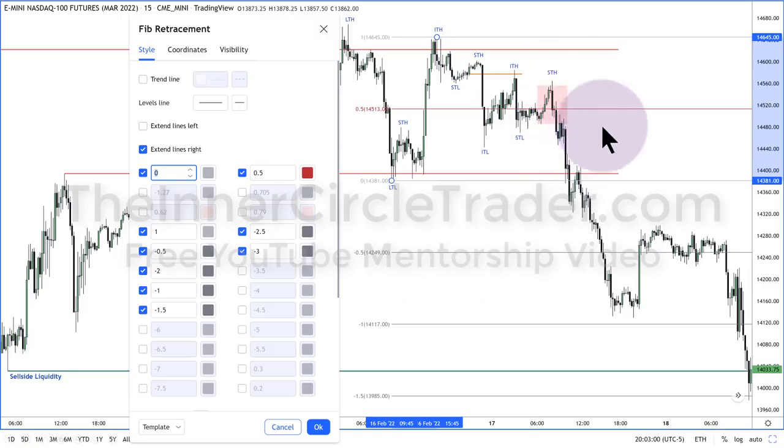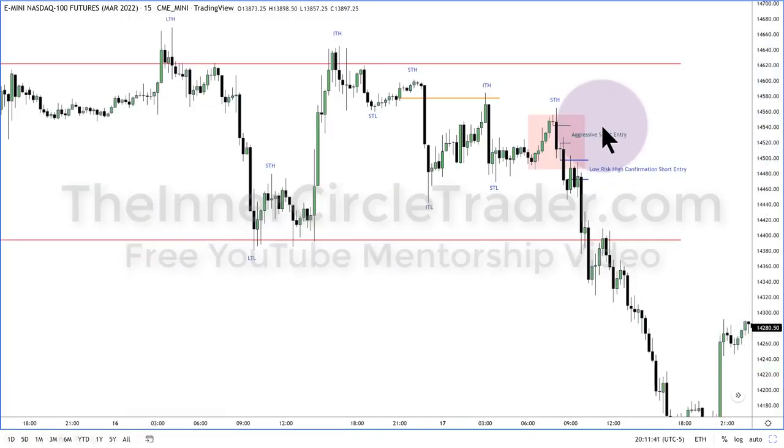I want to zoom in now and get down to the heart of this teaching. This is the same 15-minute time frame. I'm just zoomed in a little bit more. This is an aggressive entry for going short.